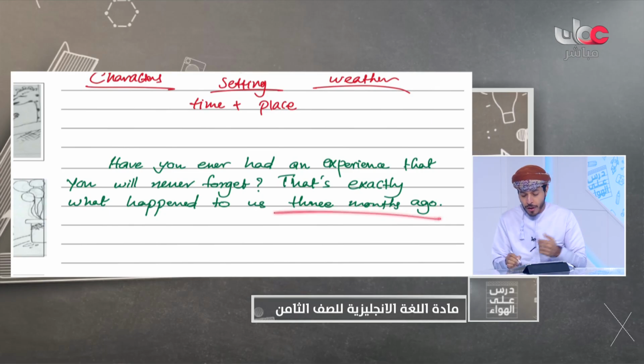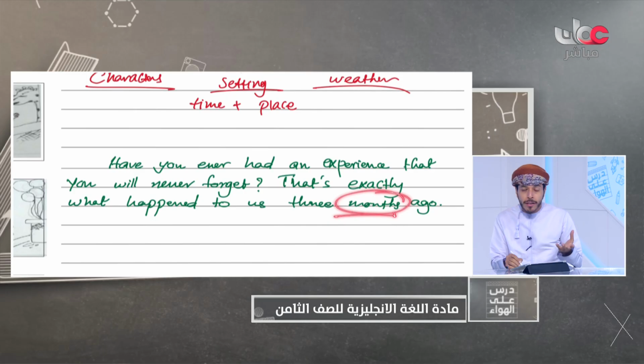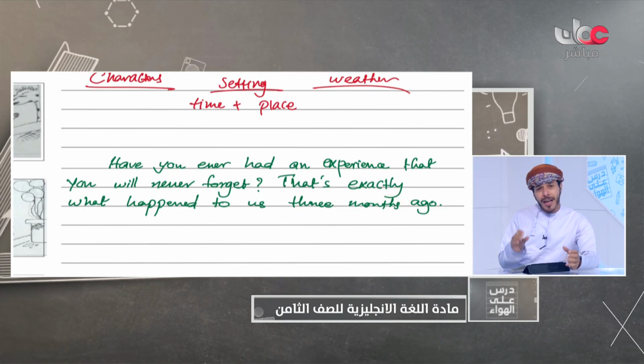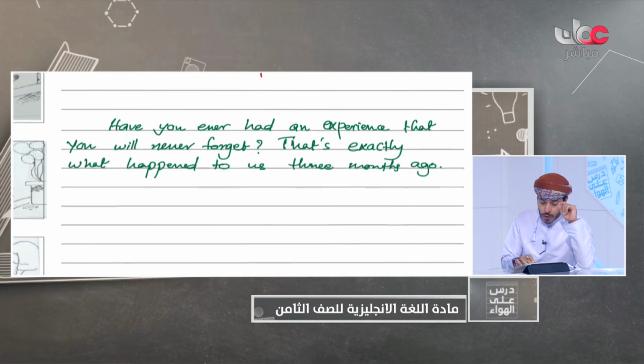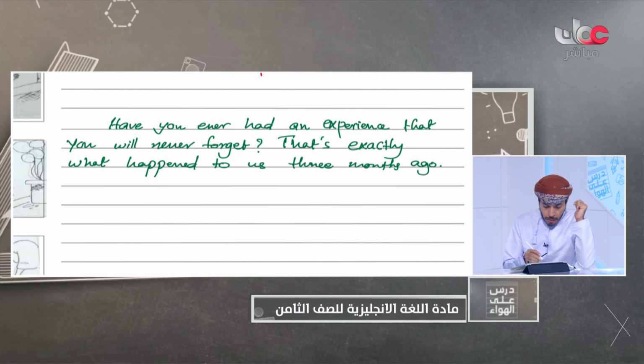You can change the number here. You can change the number 3. You can say 4, 5, 6. And you can change the period of time. Instead of months, you can say weeks, أسابيع. Or you can say years. Good. So this is like a short introduction to your story. And then when you start your story, this is the introduction, you can start like using this one.